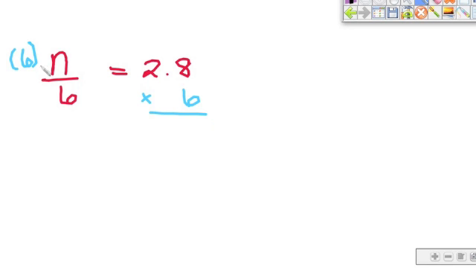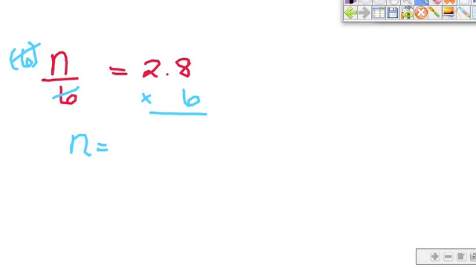I have n over 6 equals 2.8. Again, my goal is to get the variable by itself. So I'm dividing by 6 right here. Opposite of dividing by 6 would be to multiply by 6. What you do to one side, you do to the other. So also multiply by 6 there. 6 goes into 6 one time, so these actually cancel out. I now have my variable by itself, which is what I wanted.